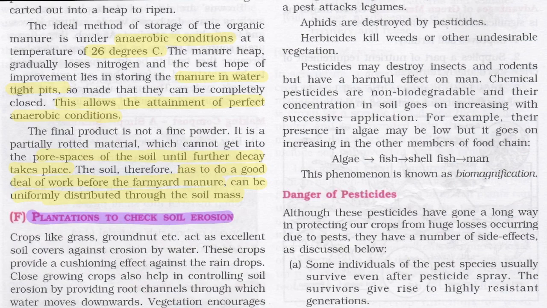Plantations to check soil erosion. Crops like grass and groundnut provide an excellent soil cover against erosion by water. These crops provide a cushion effect against the raindrops. Close growing crops also help in controlling soil erosion by providing root channels through which water moves downwards. Vegetation encourages growth of earthworms and other living organisms that help to keep the soil open and receptive to raindrops.